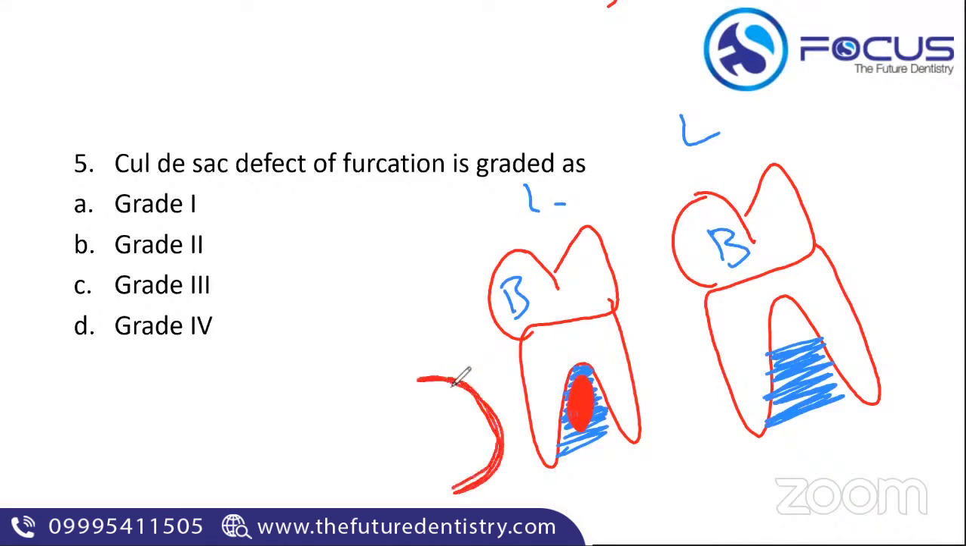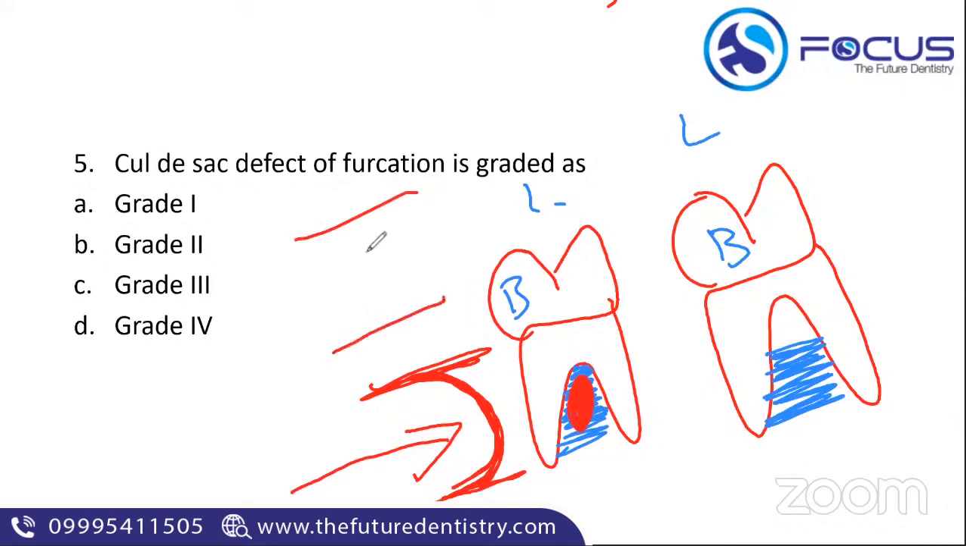If I'm drawing the cross-section, this is the top of the furcation. This is the bone down here. This is the defect. This is a horizontal defect, like a C-shaped defect. And the vertical defect, if I draw in comparison to this, this is the vertical defect.